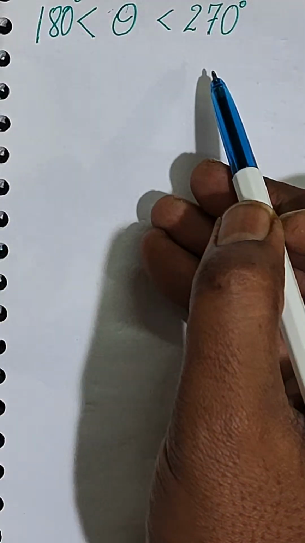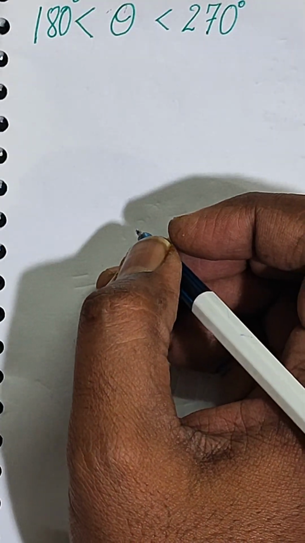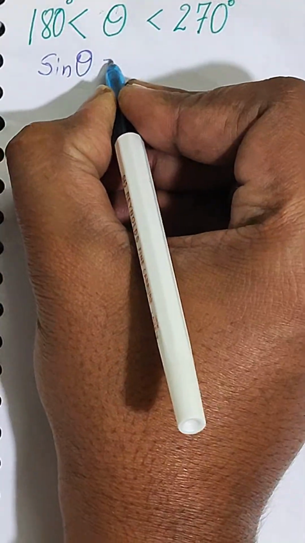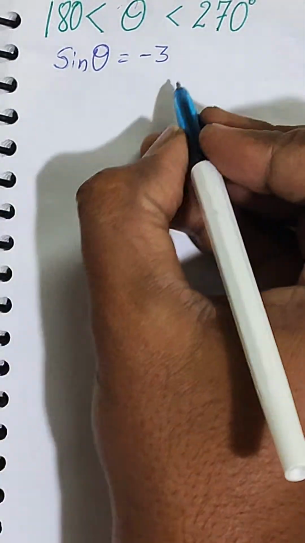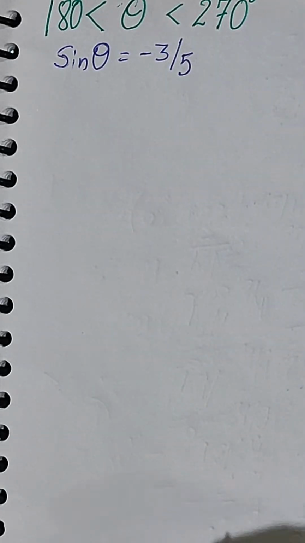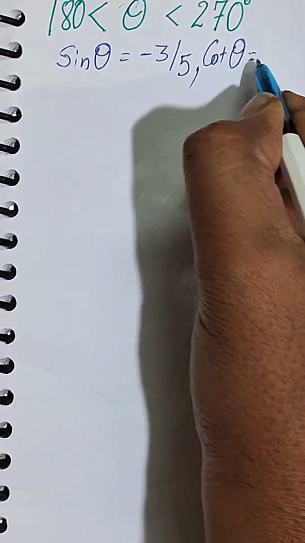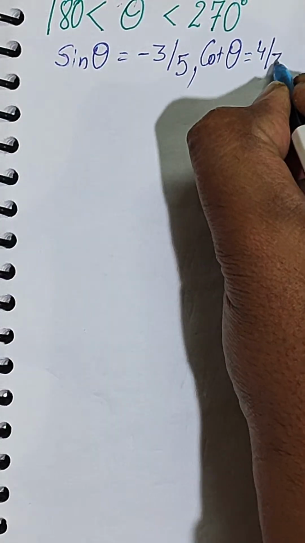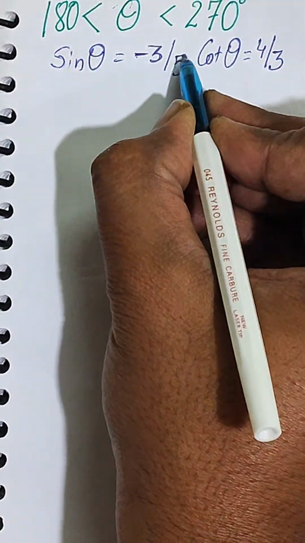than 180 and less than 270, and it's also given that sine theta is minus 3 by 5, and cot theta is 4 by 3. Right? These values are given to you for sine theta and cot theta.